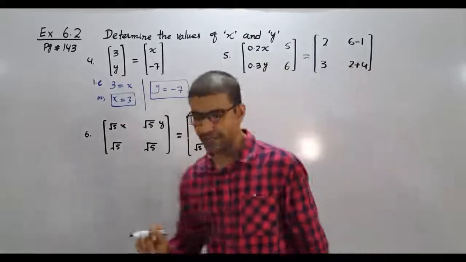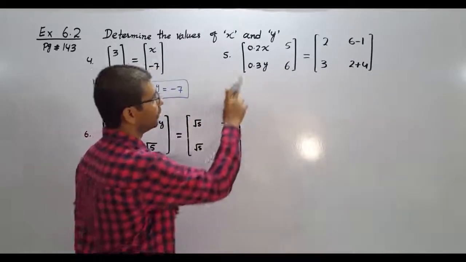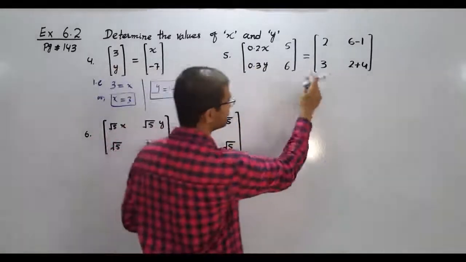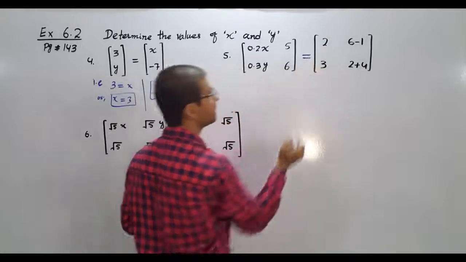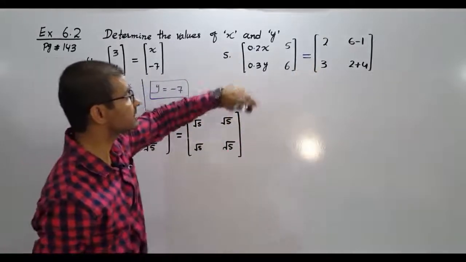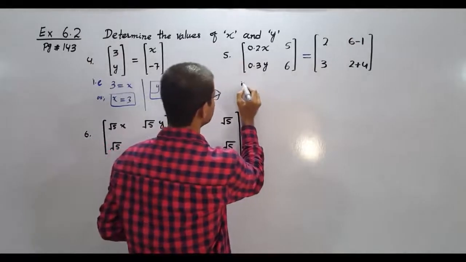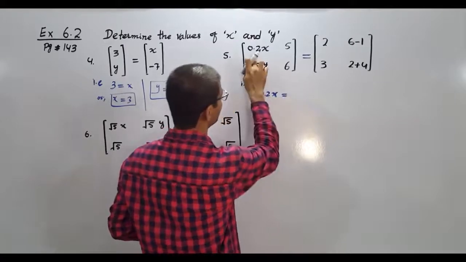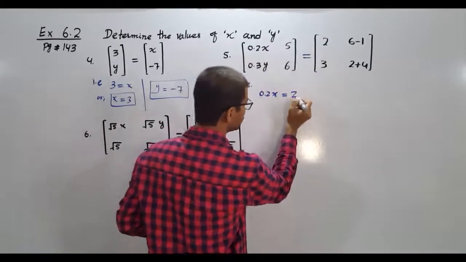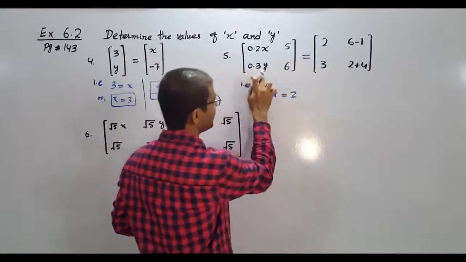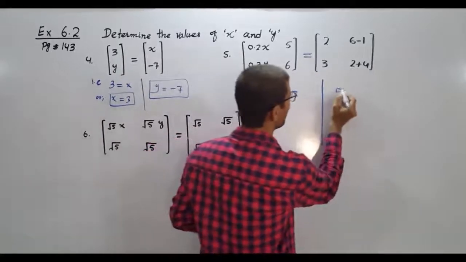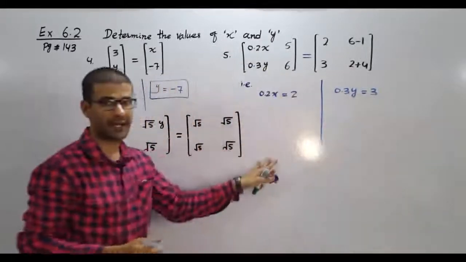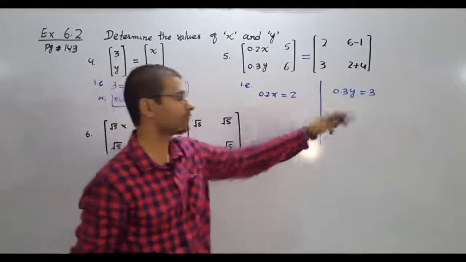Now come to question number 5. In question number 5, we have to find values of x and y. How can we find them? We have two matrices and the sign of equality is present between them. They are equal matrices. Now just equate. That is, we can equate 0.2x is equal to 2, the first element equals the first, and 0.3y is equal to 3. Now simplify and get the value of x from here and y from here.